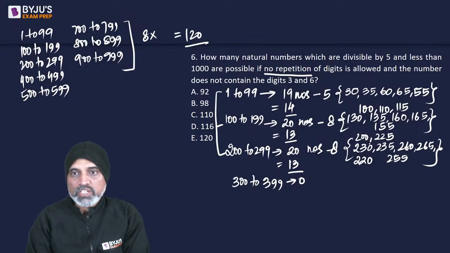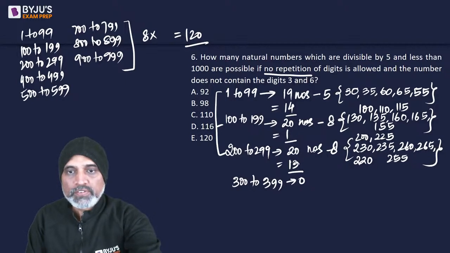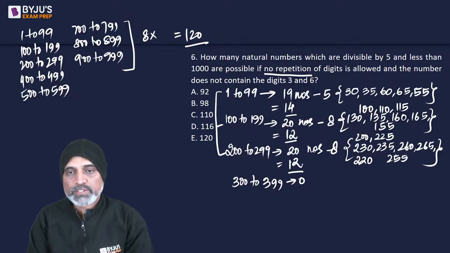Going by the same logic, we can't take 225. So we will have only 12 values here. 12 and 12.